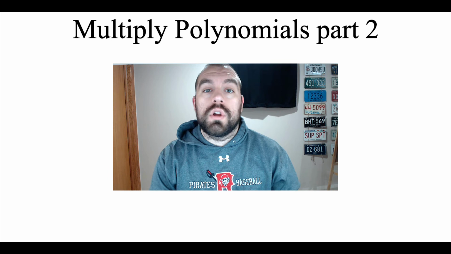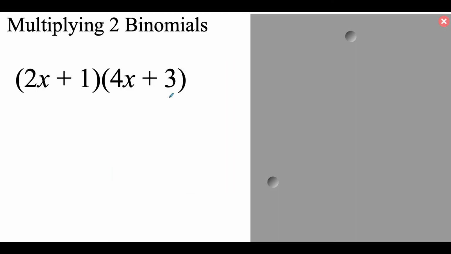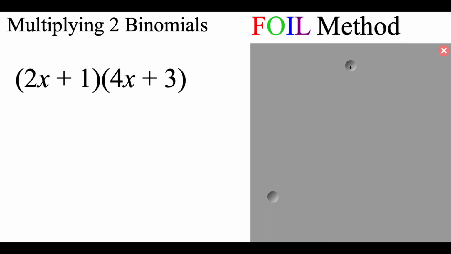In this video, we're going to look at multiplying polynomials. As we're looking at doing our multiplying this time, we're going to be multiplying two binomials together. And we're going to look at two different methods of doing this. And the first method that we're going to use is called the FOIL method. And each one of these letters in here stands for something.